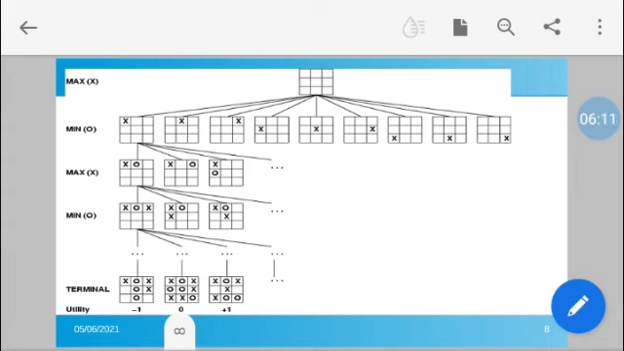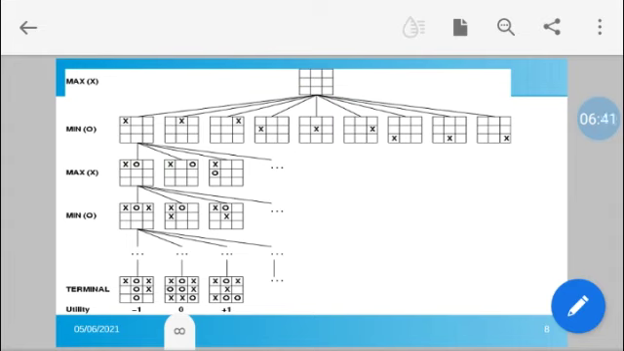Now there is a second player known as Min. Min will play, and Min has 8 options to play. Depending upon the move taken by Min, Max will take his move. Again, depending upon the move taken by Max, Min will take his move. So this is how the game tree works, and this is how the game works.